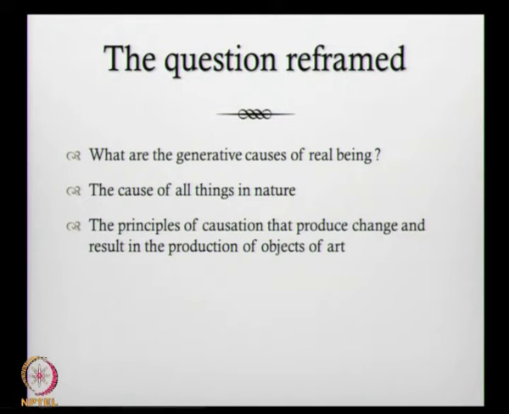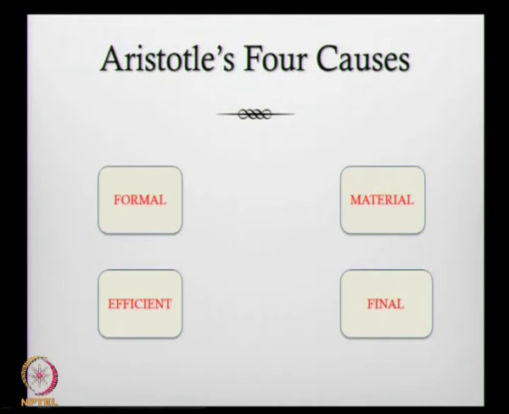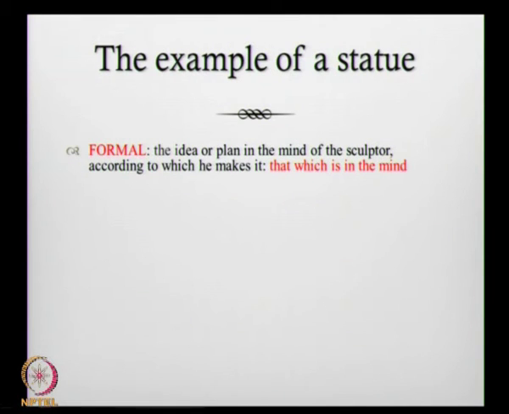So Aristotle is now endeavoring to understand this principle of causation that produces change and results in the production of objects of art in this universe, in this world, even in the case of human beings, even man. This picture broadly tells you that there are four causes, four principles that determine the entire theory of causation in Aristotle's framework: formal cause, material cause, efficient cause, and final cause. To understand this theory, let us take the example of a statue.